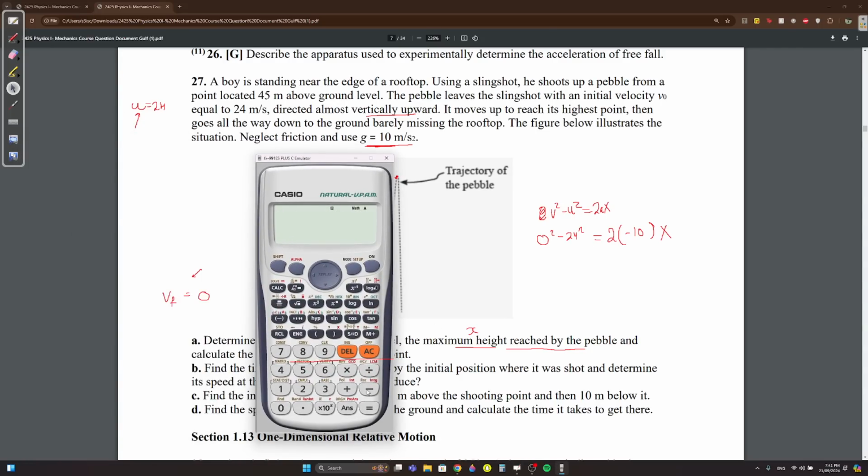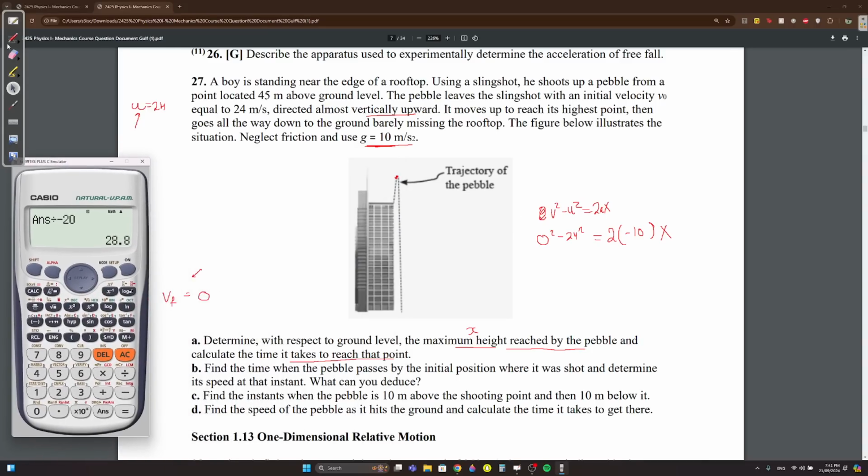Let's do this. You get minus 24 squared divided by negative 20, because 2 times negative 10 is negative 20, and you get 28.8 meters. If you get a negative answer, you should know something is wrong. Okay, 28.8 meters.